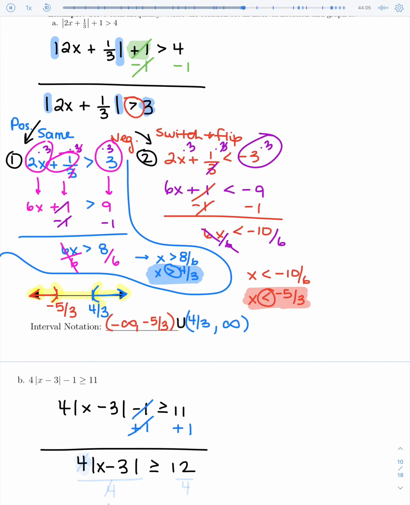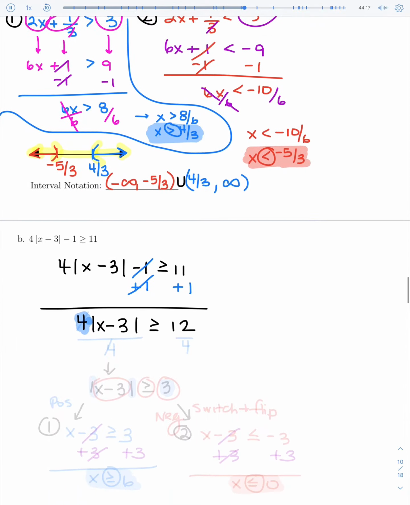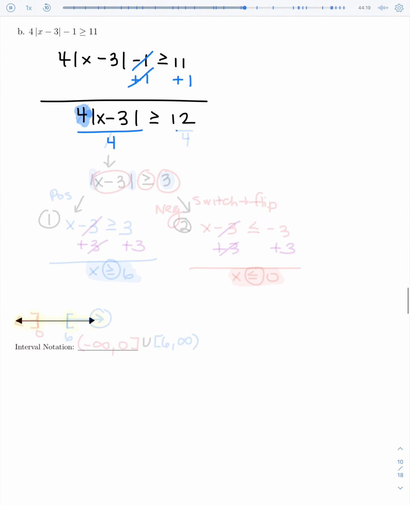The reason why we're still not quite done is this 4 that's out in front of our absolute value. It's still outside of the absolute value. It's currently being multiplied by the 4, so to get rid of it, we'll divide both sides by the 4. That will move the 4 over from one side to the other. Now we'll finally have the absolute value of x minus 3 by itself. It'll now be greater than or equal to, well, 12 divided by 4 will give us 3.